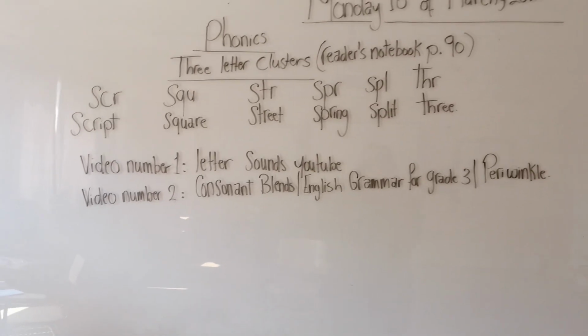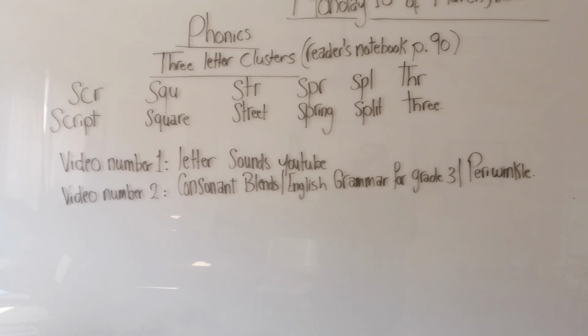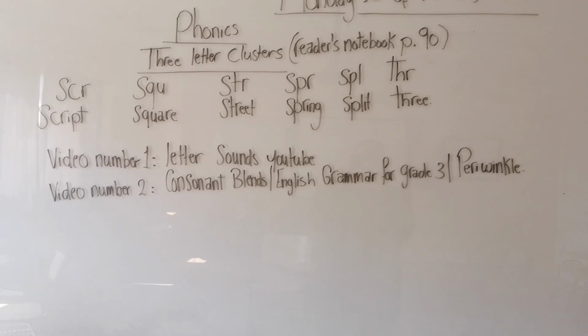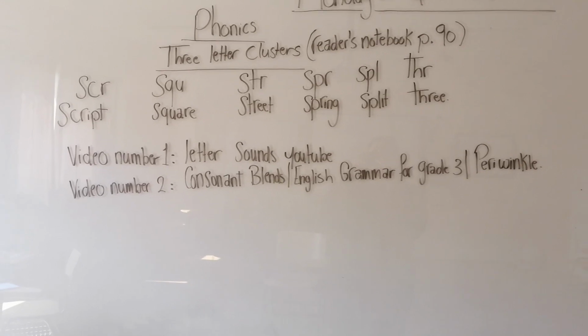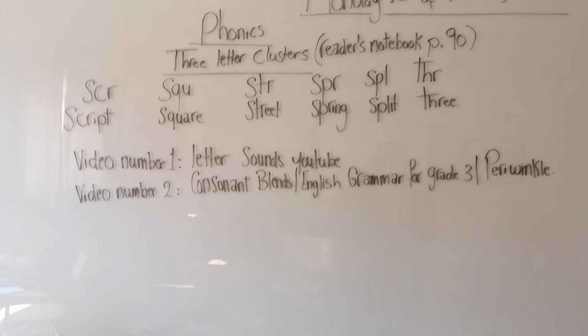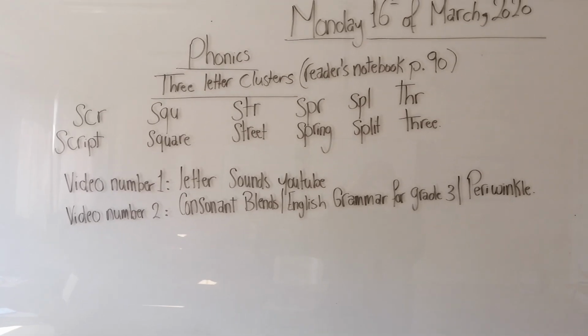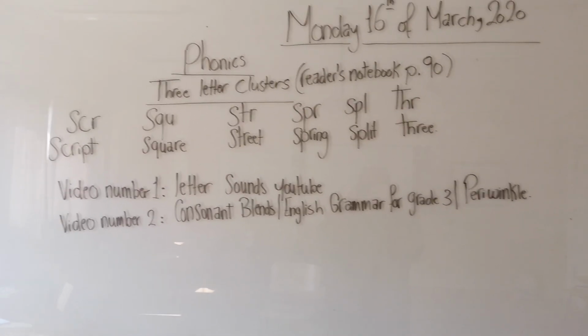So what you need now is to pause the video one more time to watch video number 2, Consonant Blends, English Grammar for Grade 3, Pre-Winkle. So you can remind yourself of the sounds of the 3-letter clusters and then get back to me while opening your reader's notebook, page 90, so we can start answering things together.